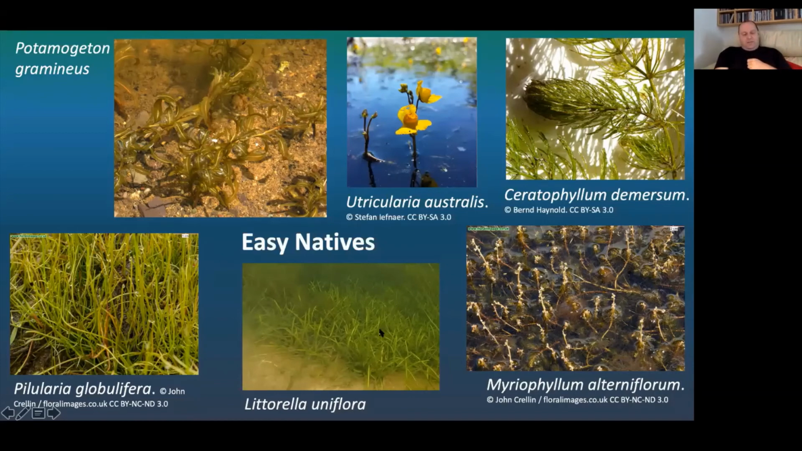Littorella uniflora. This is a very common plant of particularly upland lakes, but you get it in many lake types actually. And this is very resistant to water level fluctuations. It's not very tall. It only gets to about maybe 10 centimeters tall, but it forms a nice sort of low carpet.